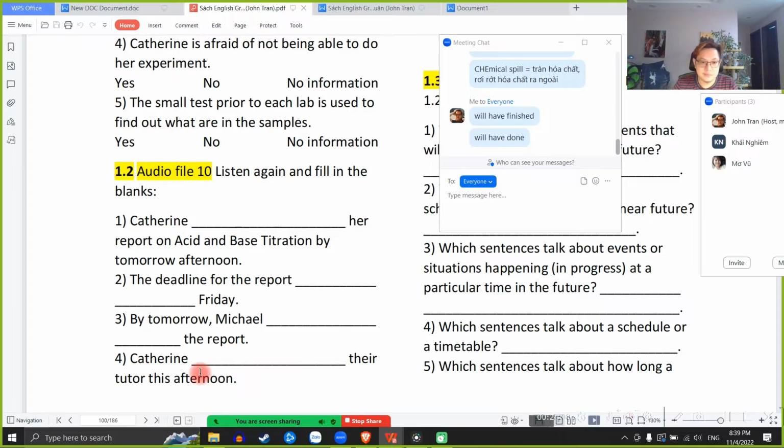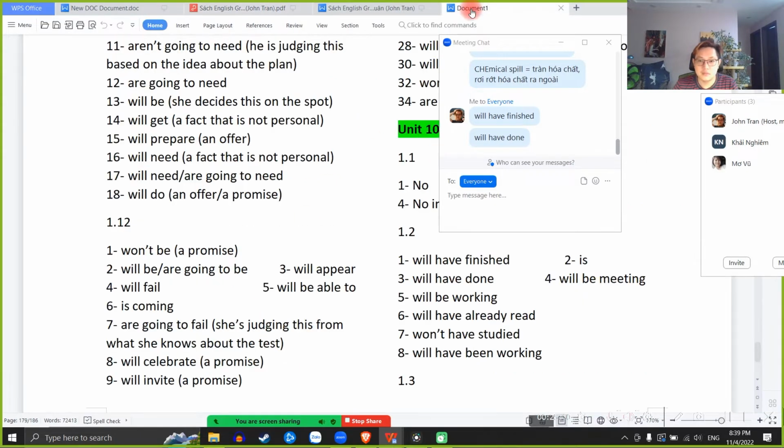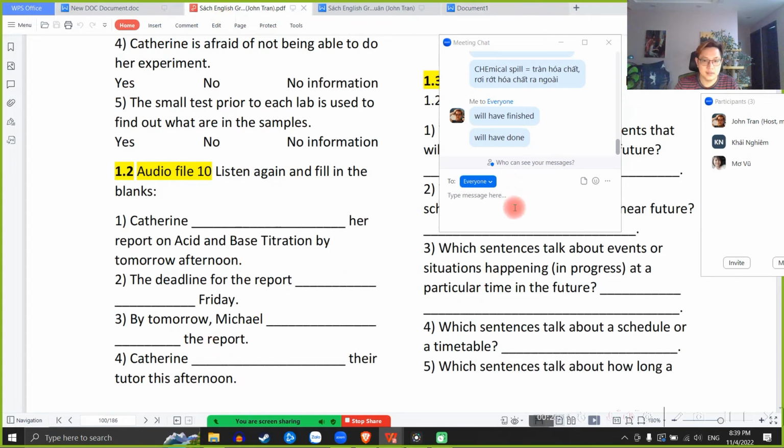Number 4, Catherine will be meeting their tutor this afternoon. Catherine sẽ chuẩn bị đi gặp cái người hướng dẫn của họ vào cái buổi trưa chiều ngày hôm nay.